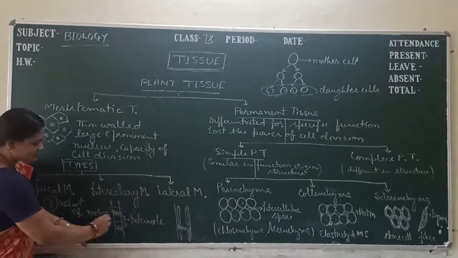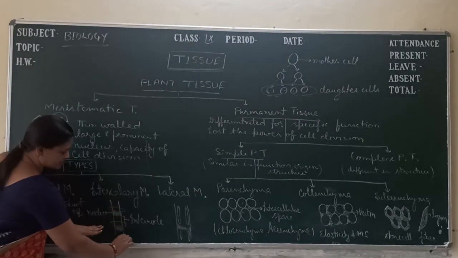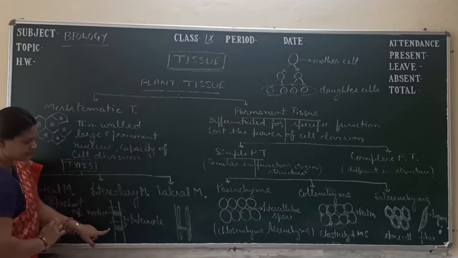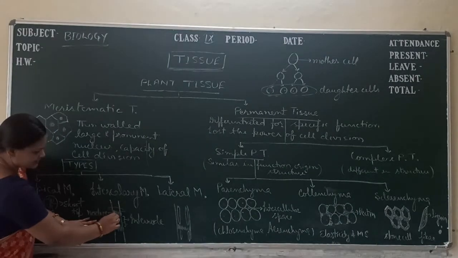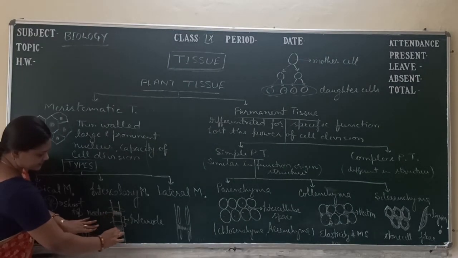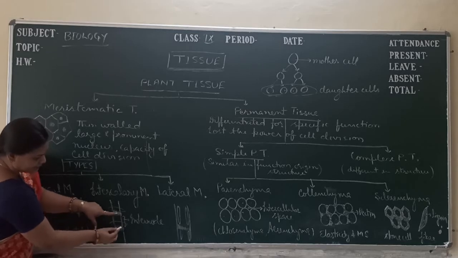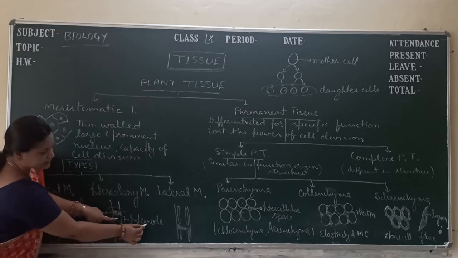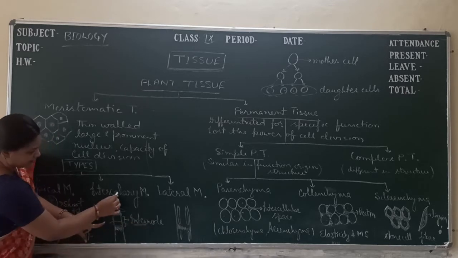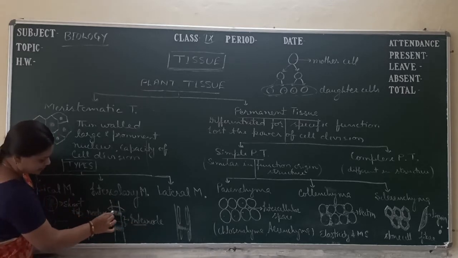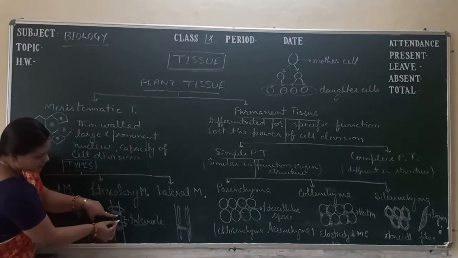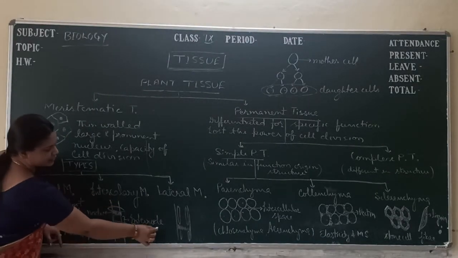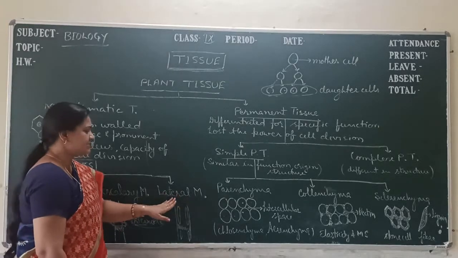Intercalary meristem is present just above the node of the stem. You can see this is the stem. Or have you seen the sugar cane? In the sugar cane, the nodal region is very clearly seen. So these are the nodes, and between 2 nodes, this portion is known as the internode. Just above the node, the intercalary meristem is present, and it is responsible for increasing the length of the internode.